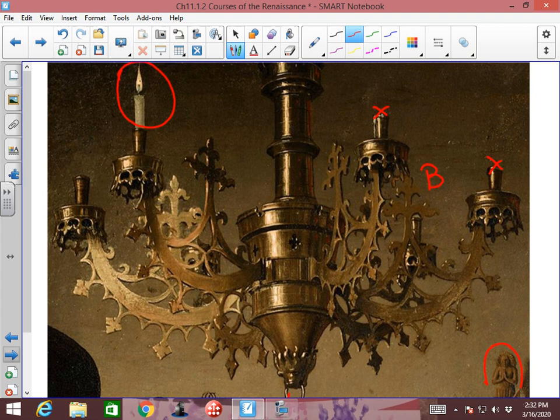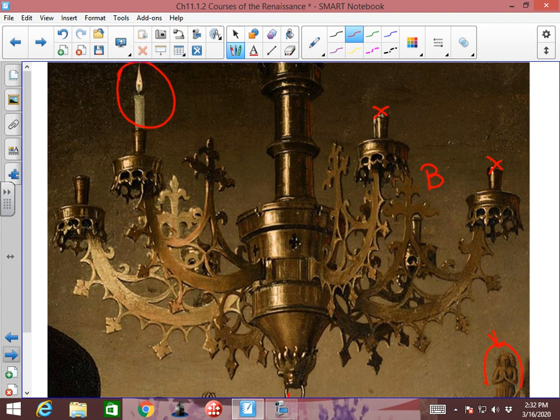Now, the symbolism is this. A lot of years they thought it was a wedding picture. But come to find out, it's a memorial picture. Everything on the side of the husband, everything on the side of the groom, the candle is lit. The candles are not lit. This little thing right here is actually the patron saint of mothers.